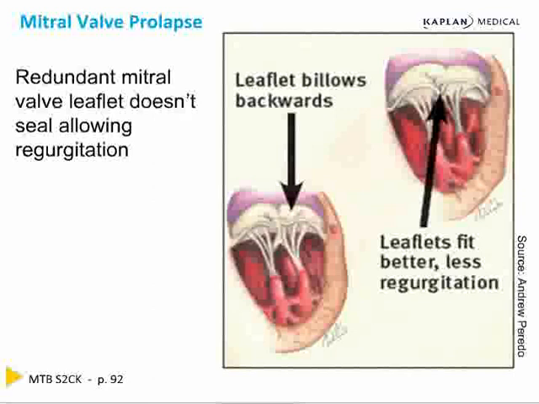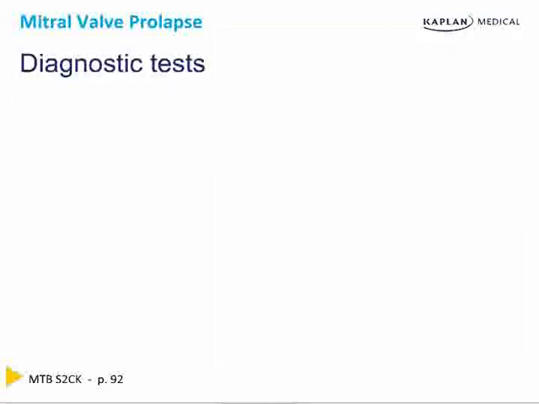Well, here's a picture of the extra loose floppy valve billowing backward into the left atrium as the heart contracts. It's going up like a parachute there, and that explains a lot. When it comes to a stop, that's when you get the click. And if it doesn't seal, if it doesn't fit, that's when you get the murmur.